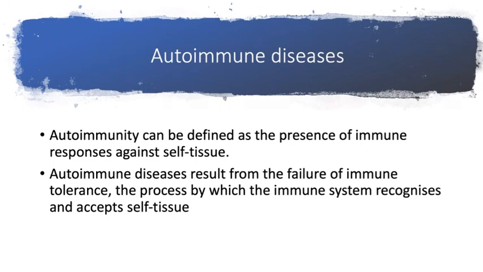and it will be able to identify the foreign antigen. Tolerance. If this process fails, the body cannot recognize itself, and this results in autoimmunity.